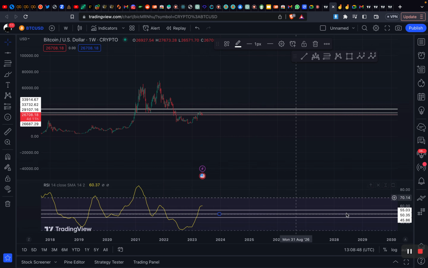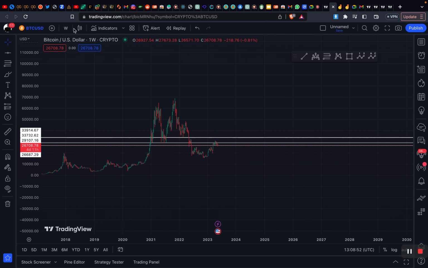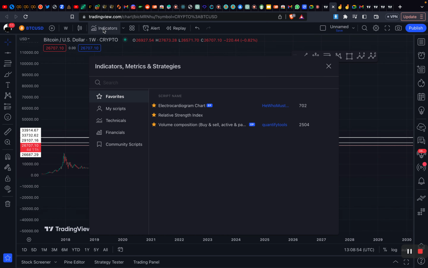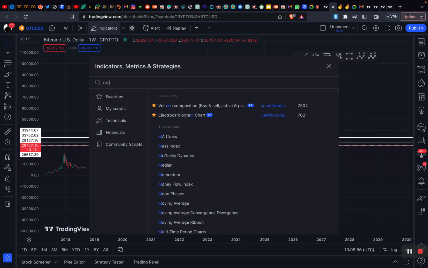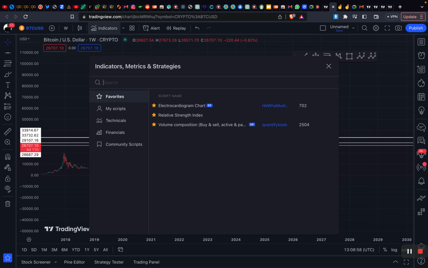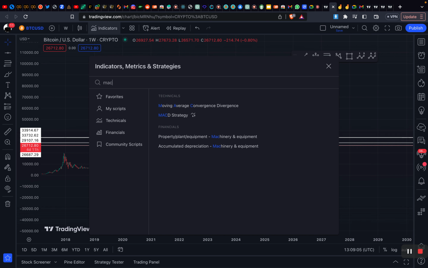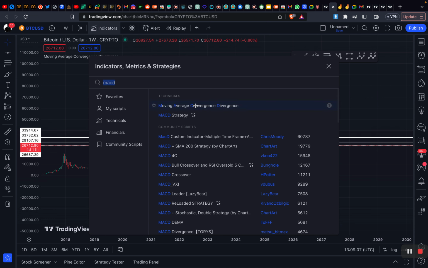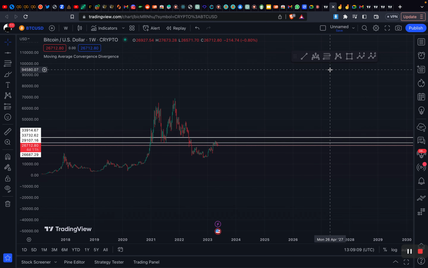If you want to use the second indicator, let's delete this one now. Let's take another indicator. The second indicator we are using is MACD. We learned MACD last week. For MACD, let's just look at it briefly so that we refresh our memory.